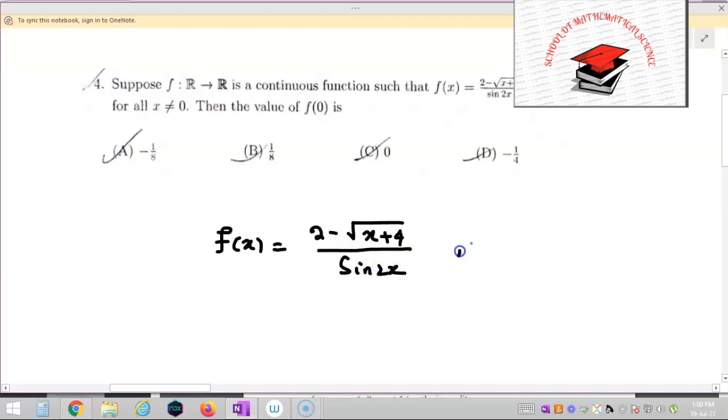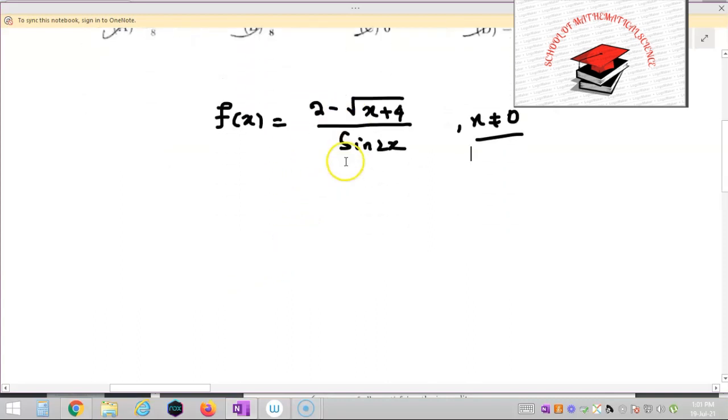This is our f of x where x is not equal to 0, right students? So they are saying that this is our f of x. Now suppose f from R to R is a continuous function, this is f of x where x is not equal to 0, then we need to find out the value of f of 0.